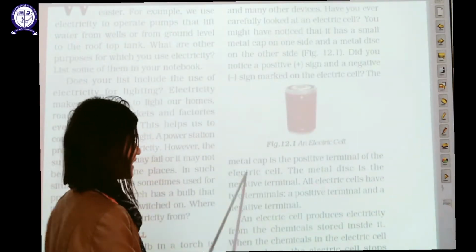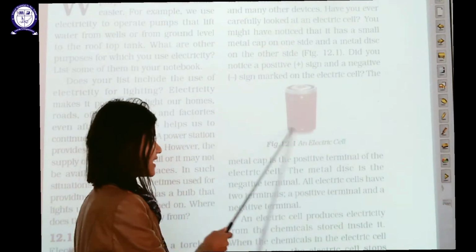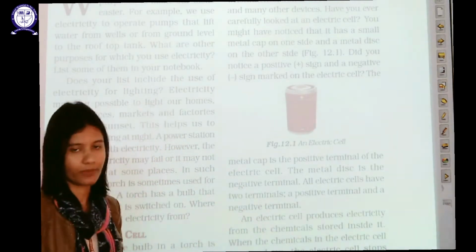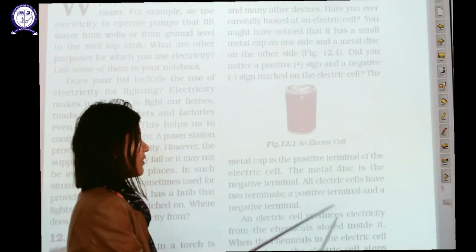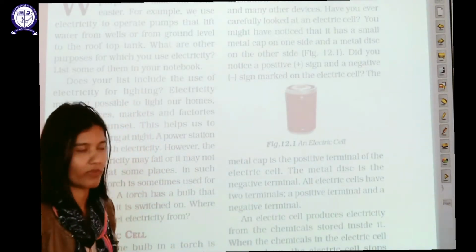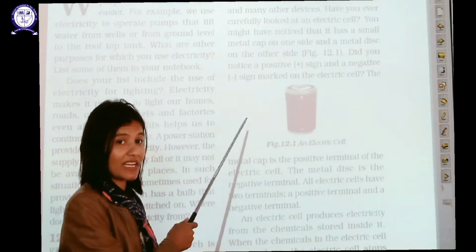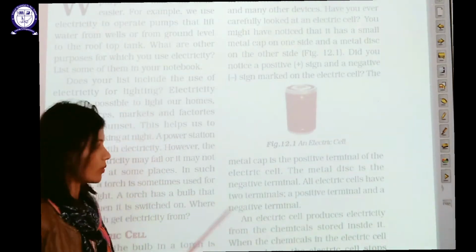So the metal cap is the positive terminal of the electric cell, and the metal disc is the negative terminal. All electric cells have two terminals. So an electric cell always has two terminals. We have to attach one terminal to the other terminal for electricity to move. We attach the appliance to the positive terminal, and the other end of the device will be attached to the negative terminal. Only then will current flow, okay.